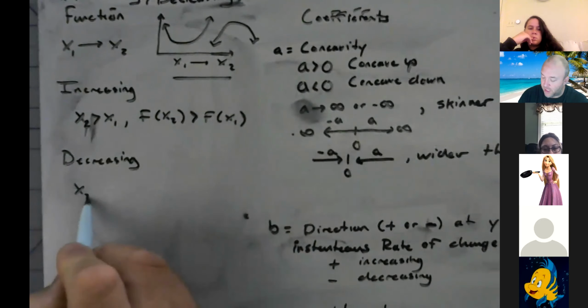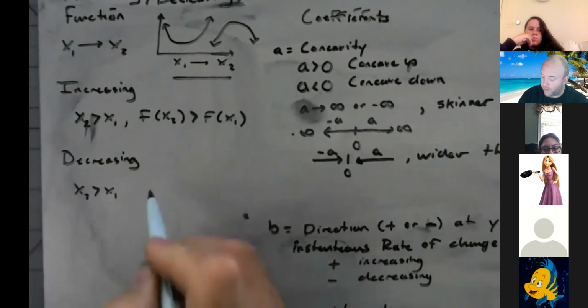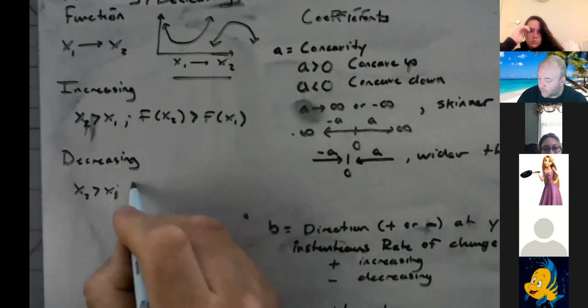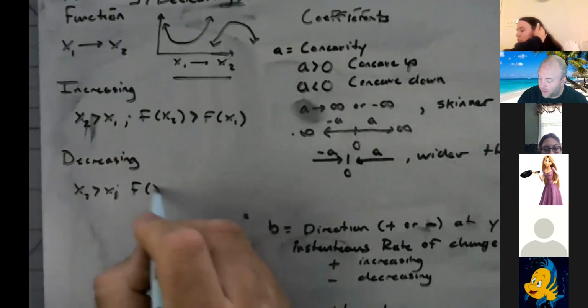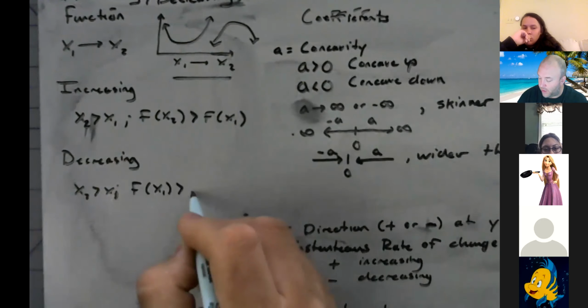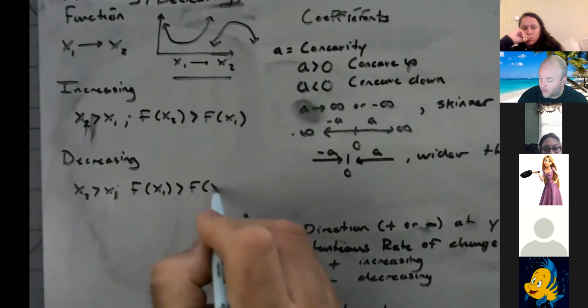Still establishing x2 is greater than x1, still reading from left to right, we see that if it's decreasing, f of x1 is greater than f of x2.